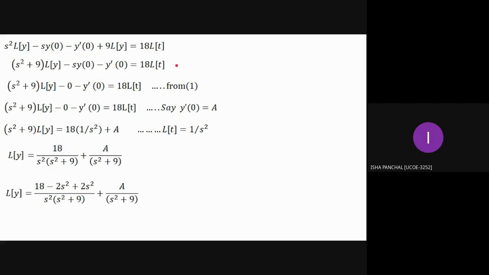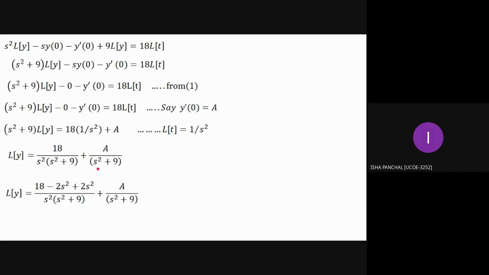Now, substituting the value y of 0 equals 0, we get s squared plus 9 into Laplace of y minus 0 minus y dash of 0 equals 18 into Laplace of t. In this problem, we do not have the value of y dash of 0, so we assume it to be a. And we take the Laplace of t. So we get s squared plus 9 into Laplace of y is 18 into 1 upon s squared plus a. Now taking s squared plus 9 to the other side, we get Laplace of y is 18 upon s squared into s squared plus 9 plus a upon s squared plus 9.